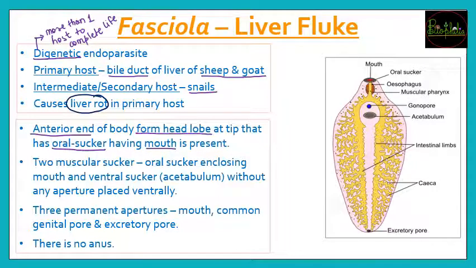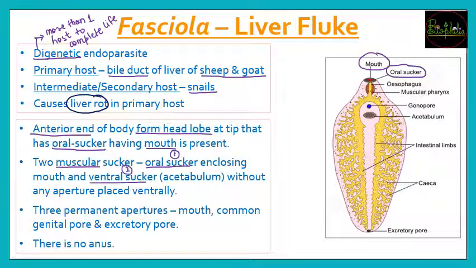So if you see in the diagram, the fasciola की जो anterior part है, आगे वाला portion है, that is going to have a mouth as well as an oral sucker. अब oral sucker is one of the suckers. It is going to have two muscular suckers. कौन से दो muscular suckers हैं? First that is oral sucker जो हमने देखा, it is enclosed by the mouth, and second sucker that is going to be the ventral sucker.